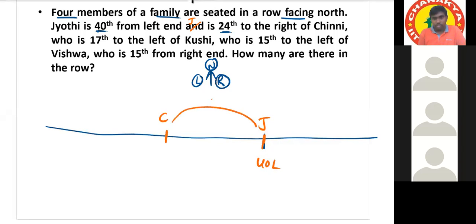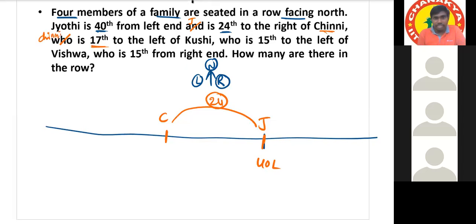Means this gap is 24, right? Yes, sir. 24 means it is not the number between persons. Between persons are 23 only. But here 24 means Chinni is 24th from Jyoti, or Jyoti is 24th from Chinni. Next, here who represents the second person, that is Chinni. Replace this who by Chinni.